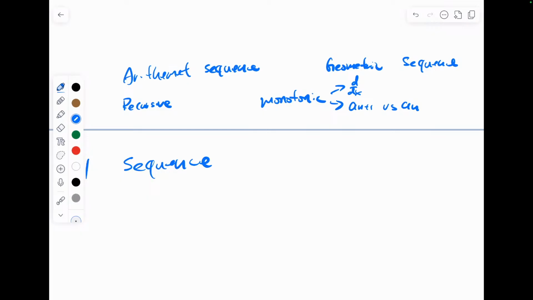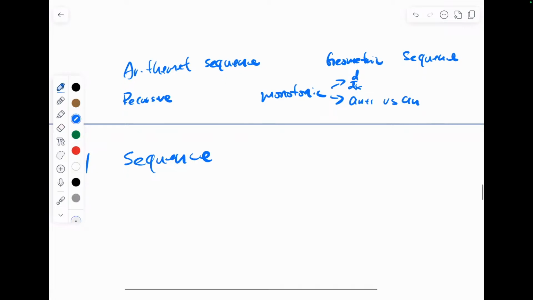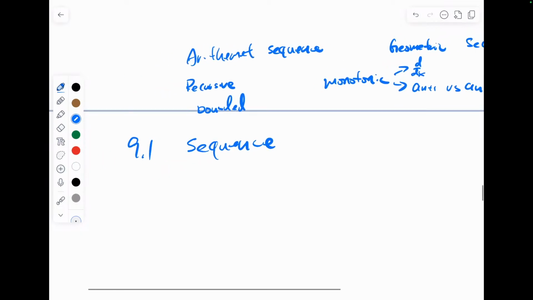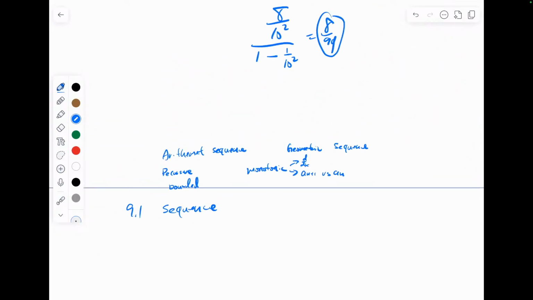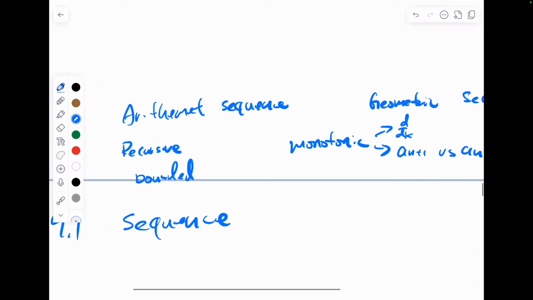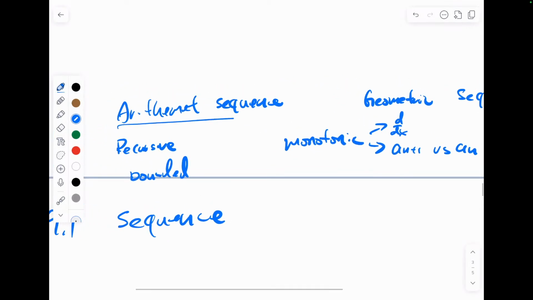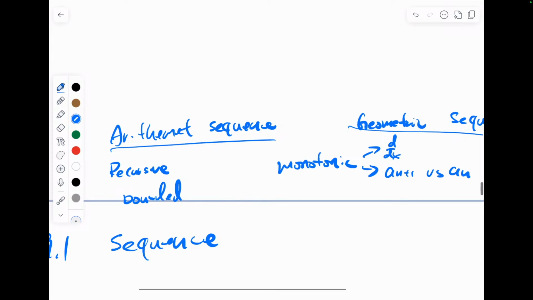And then when we started talking about series, we also talked about bounded. So what is bounded? That's 9.1, so this is all 9.1. But before that, we also talked about pre-calculus. When we talked about pre-calculus, we talked about arithmetic sequence, geometric sequence. We talked about arithmetic series, and I gave you the series equation.